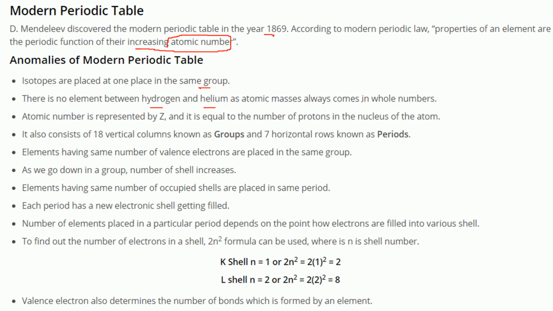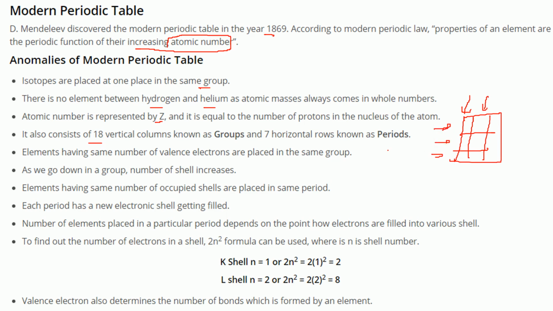The atomic number is represented by Z, which is equal to the number of protons in the nucleus of the atom, and the table consists of 18 vertical columns. So this is a table, and these are called groups and these are called periods.